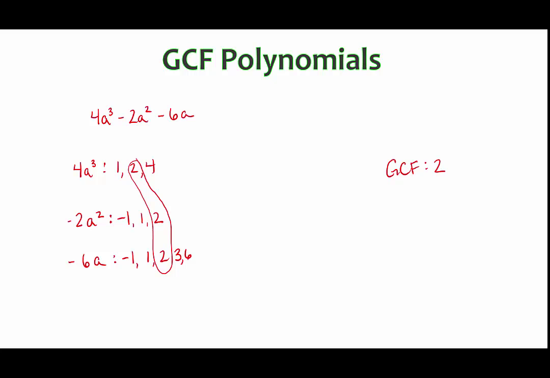Now go to your variables. A cubed is just 3 a's. A squared is 2, and a is 1. You can see they all share a single a. Each one has 1 a in it. So my GCF would have 1 a. The GCF of this polynomial then is just 2a.